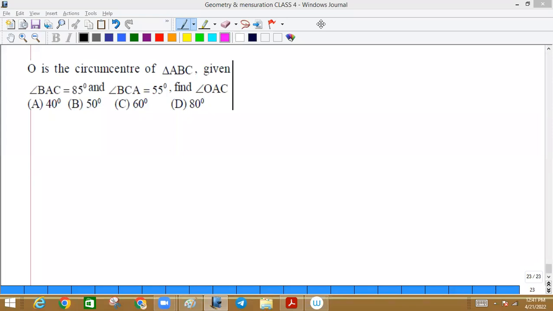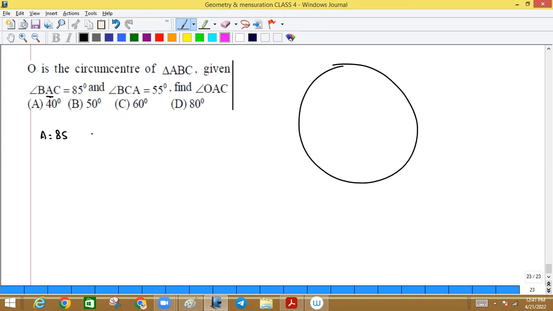O is the circumcenter of triangle ABC. Given that BAC is equal to 85, BCA is equal to 55. What is OAC? It is the circumcenter. Now see, A is equal to how much? 85. C is equal to how much? 55. What is missing? B is missing. And what is B? 85 plus 55 is 140. So 180 minus 140 is 40 degrees.